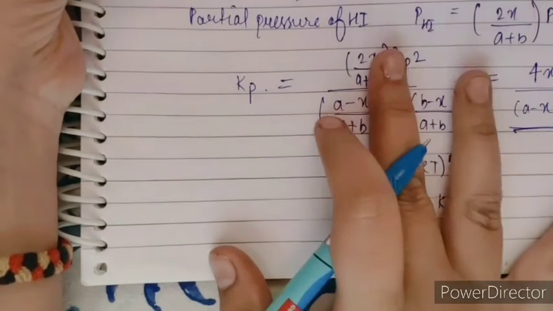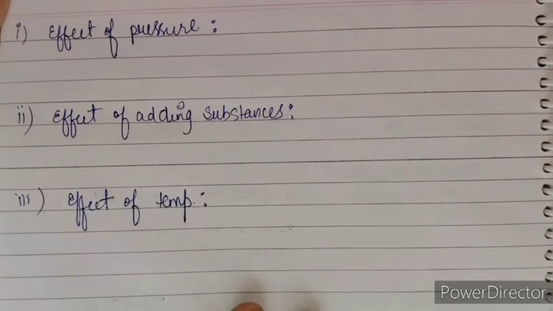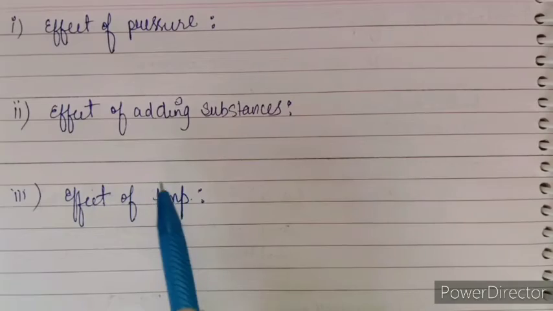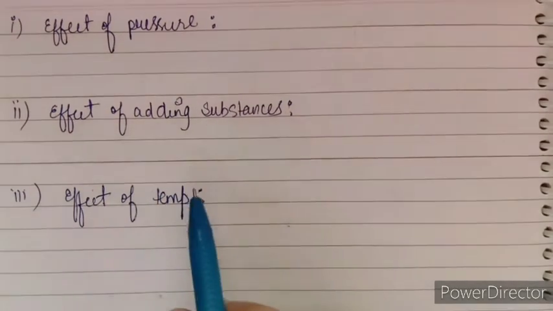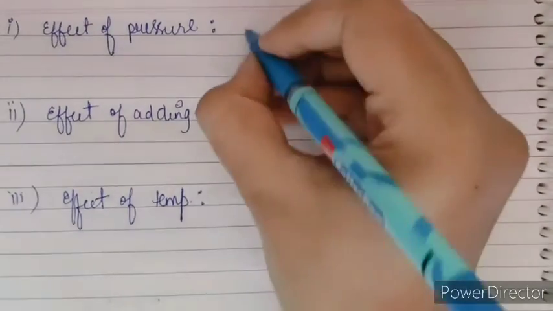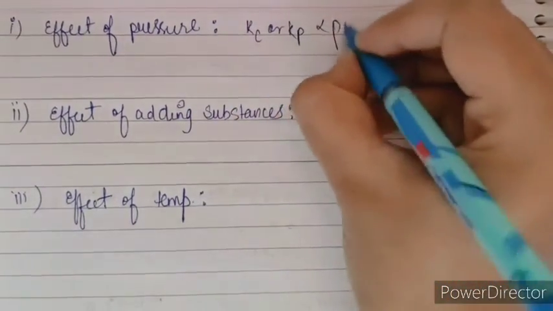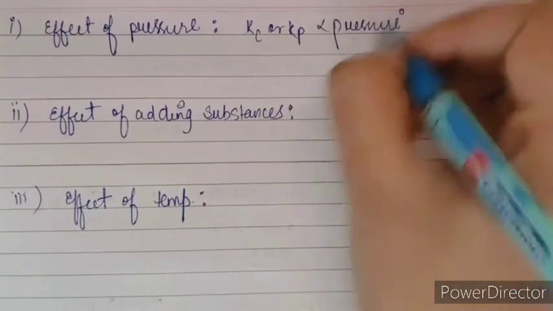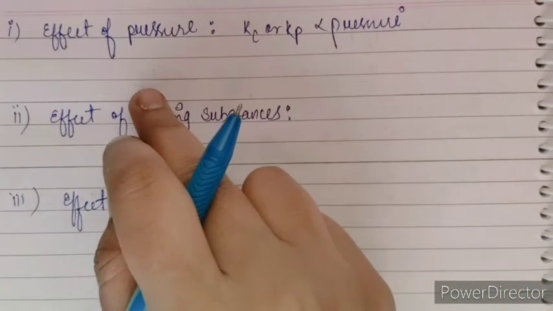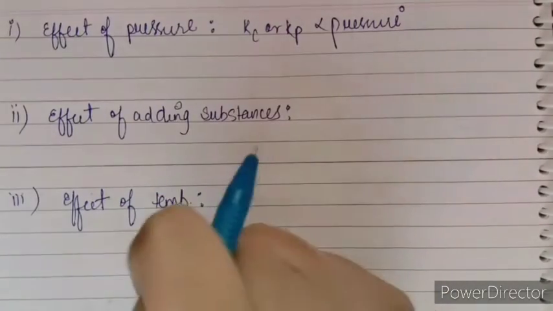So these are the two topics. Now there are some more effects that affect homogeneous gaseous equilibria. The first one is the effect of pressure. Kc is independent of pressure, as the equation does not include the pressure term. Kc is independent of pressure.